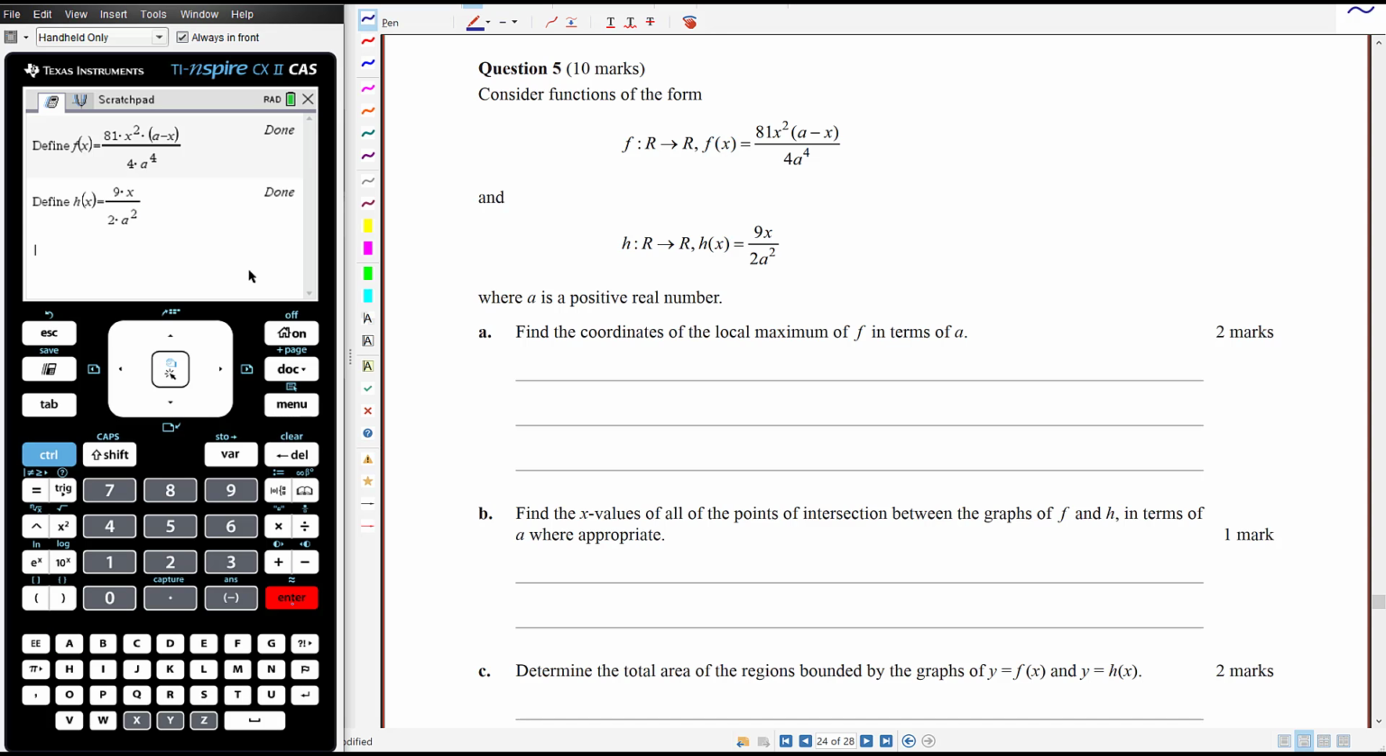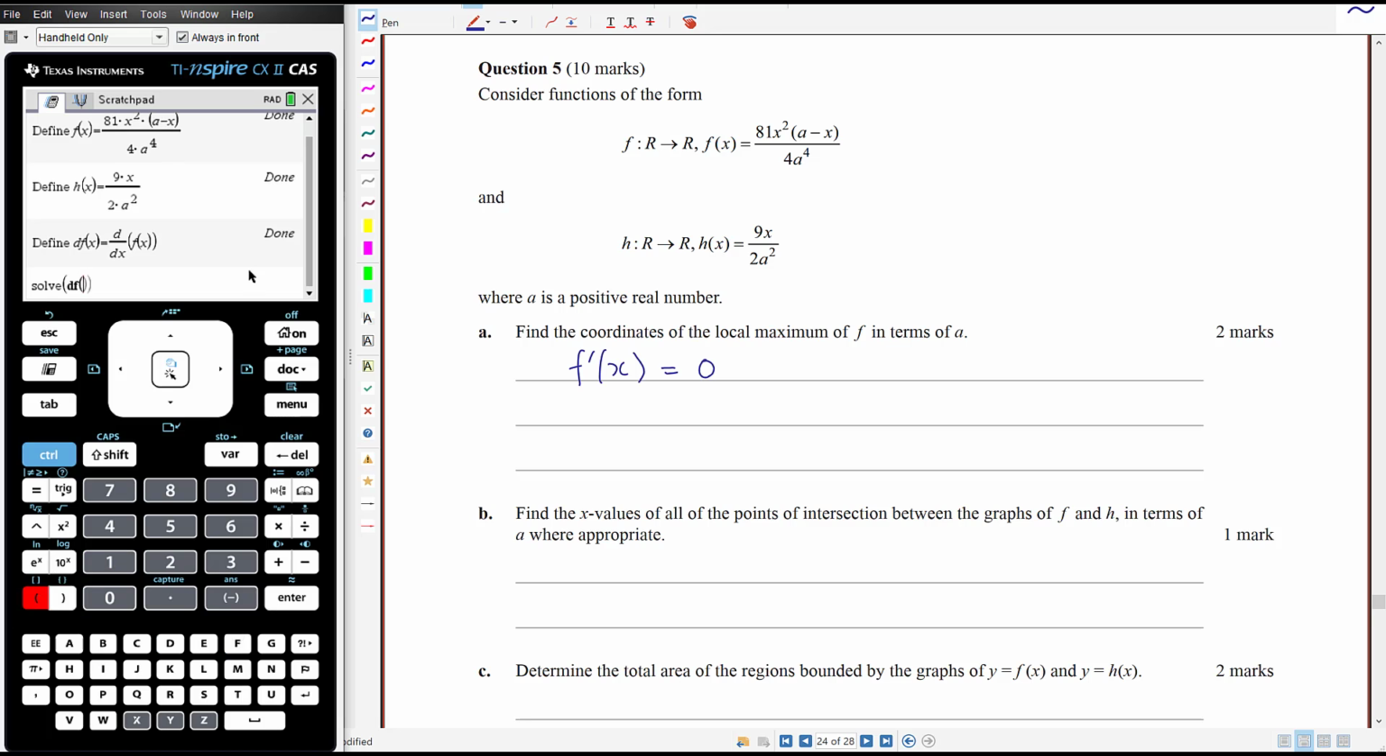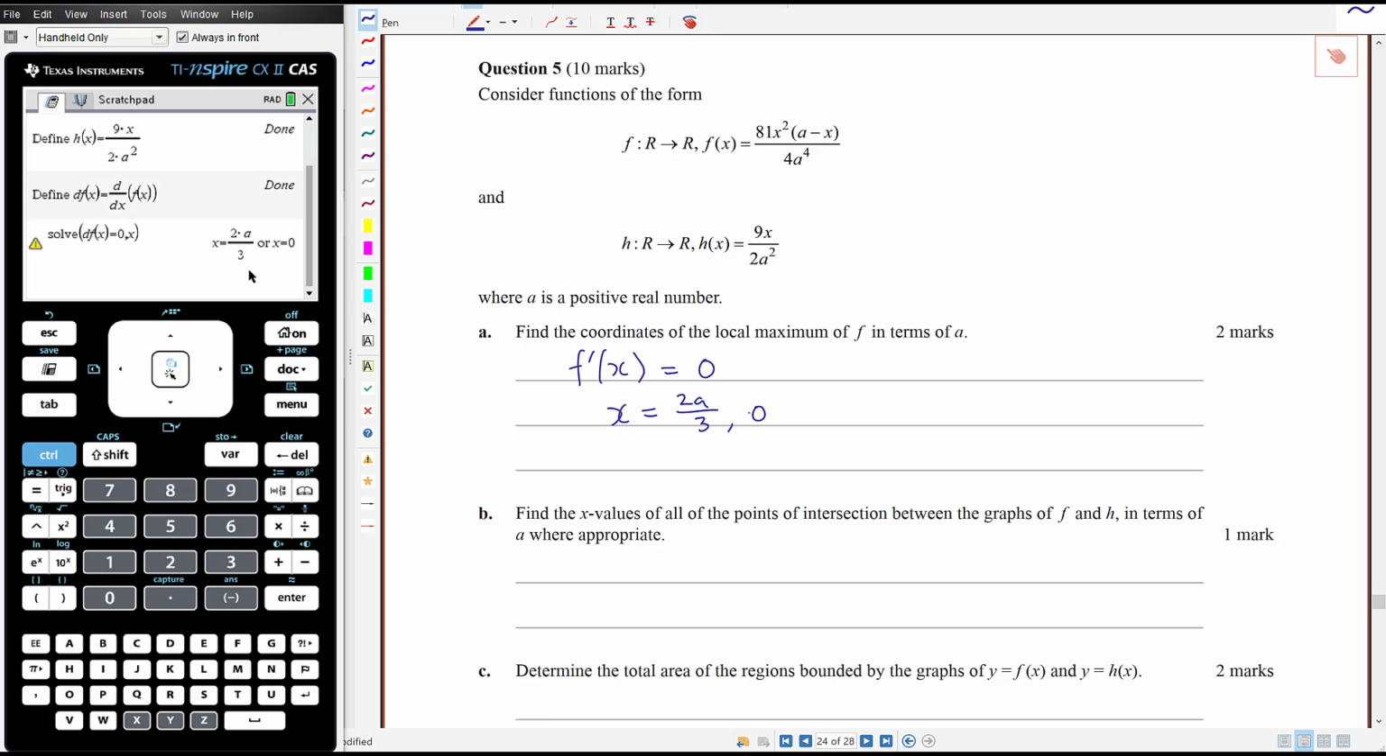Okay, find the coordinates of the local maximum of f in terms of a. So we're going to solve f dash of x equal to 0. I might define my derivative of f. Okay, so we want to solve df of x equal to 0 for x. And we find that the derivative is 0 when x is equal to 2a on 3 or 0.